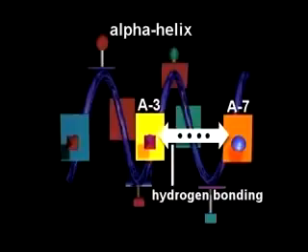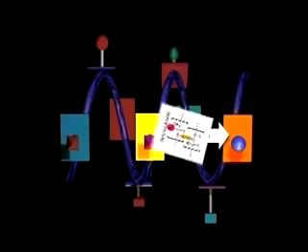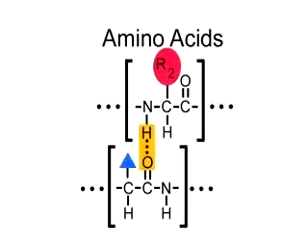The hydrogen bonds form between adjacent amino acids along the chain, for example, between acids A3 and A7. Hydrogen atoms bound to the amino nitrogen atoms form hydrogen bonds to carbonyl oxygen atoms.